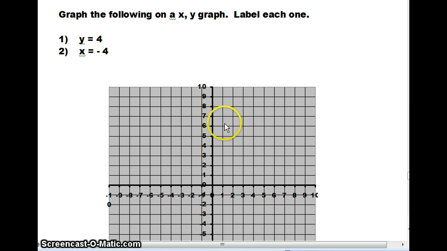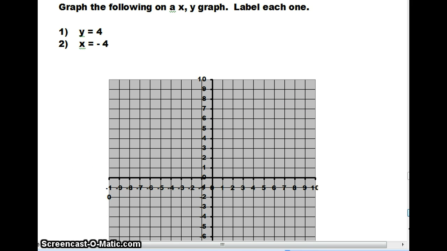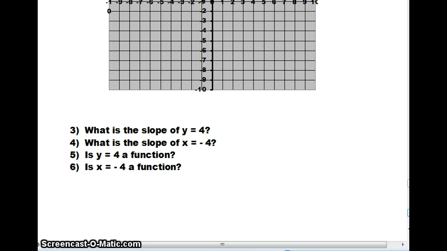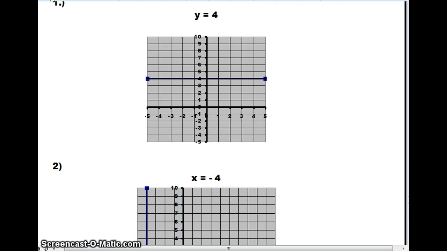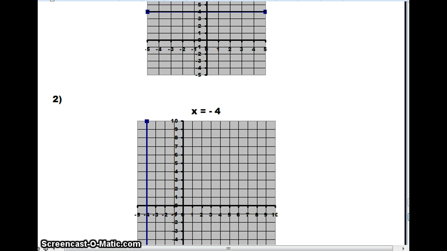After you've done that, also answer the questions at the bottom of this page. What is the slope of y is equal to 4? What is the slope of x is equal to negative 4? And answer if those are functions or not. On the next page you have your answers. Y is equal to 4 is 4 units above the x-axis and parallel to it. X is equal to negative 4 is 4 units to the left of the y-axis and also parallel to it.